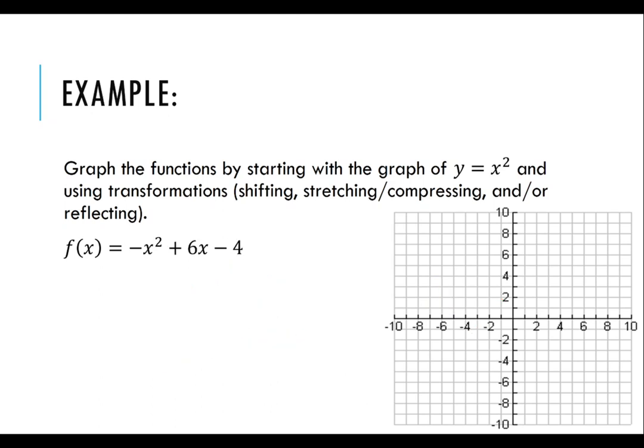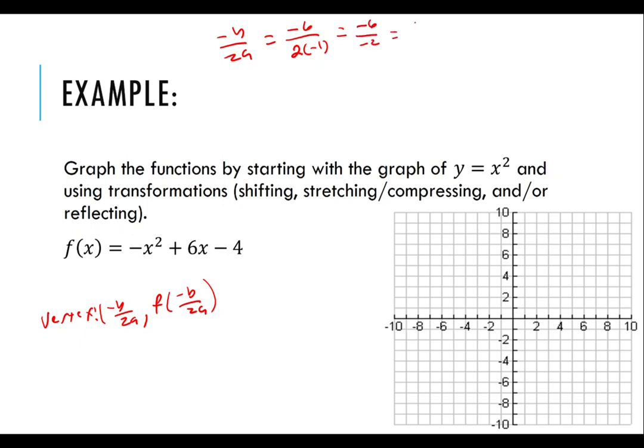So consider this one. We want to graph the function. Well, this one's in standard form. And so because it's in standard form, unless you desire to complete the square right now, let's use our shortcut of finding the vertex being -b over 2a, and then f of -b over 2a. So -b over 2a is -6 over 2 times -1. That's really -6 divided by -2, which is +3.